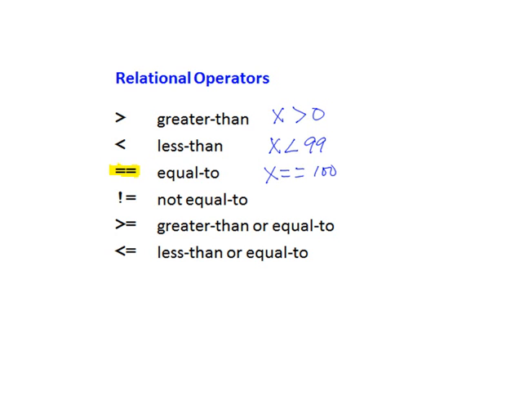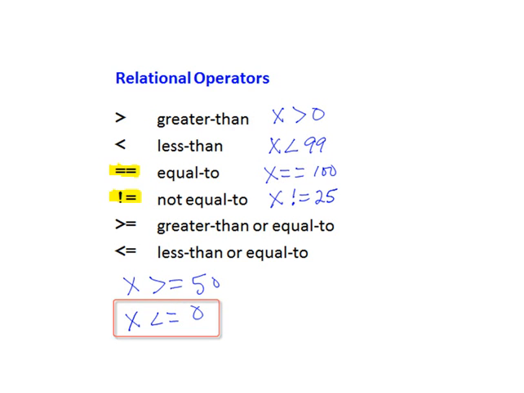And then the not equal to operator is an exclamation point followed by an equal sign. And here's an example of how to use it. x != 25. So if x is not equal to 25, that expression is true. Then we have these last two operators. Here's an example of how we would use the greater than or equal to operator. x >= 50. Well, that expression is true if x is greater than 50 or equal to 50. And then we have another one, x <= 0. That expression is true if x is less than 0 or equal to 0.